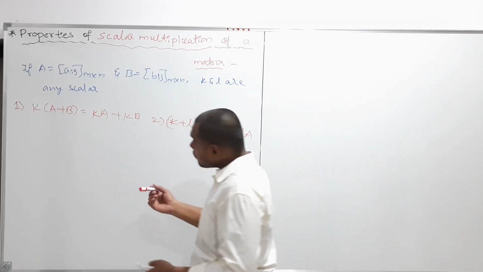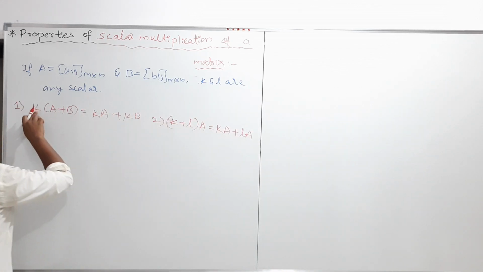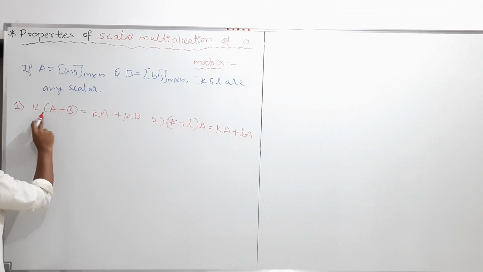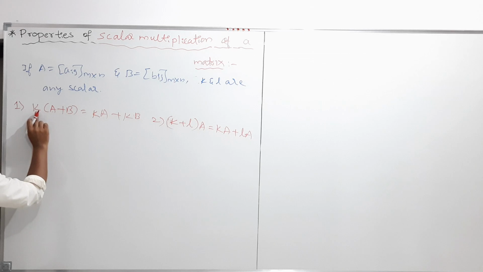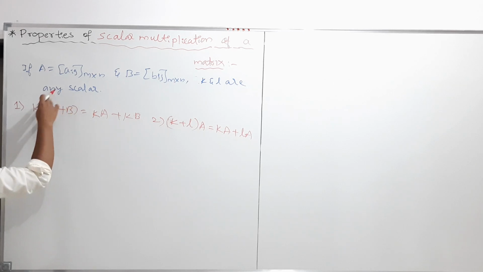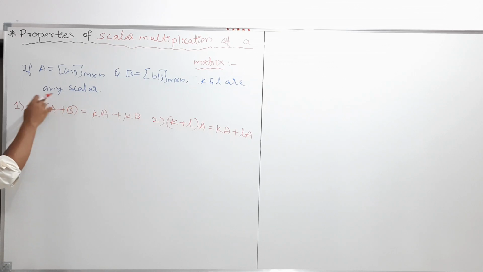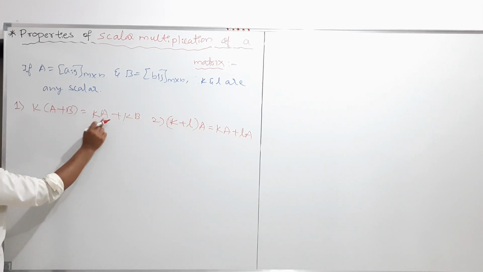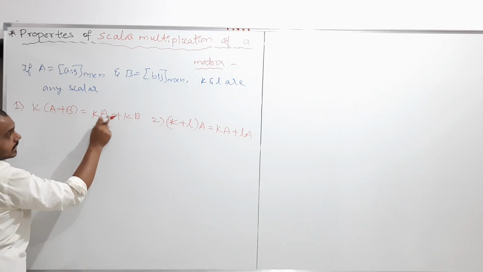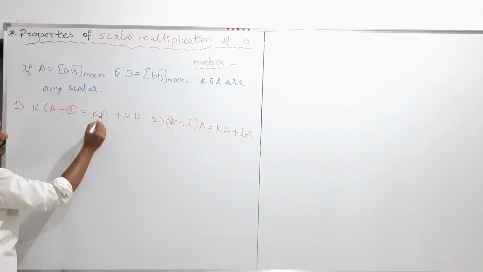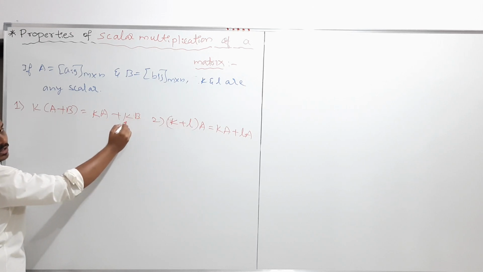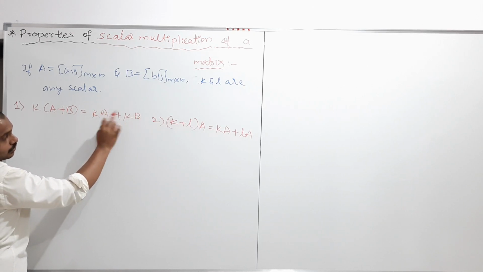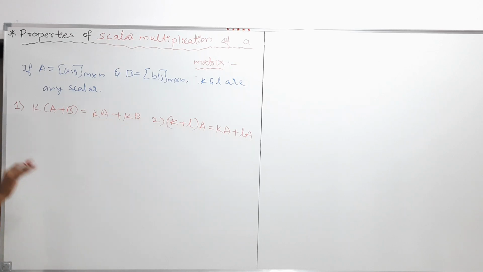So here, my dear students, K is any constant. If you take any matrices A plus B and add the two matrices, and after adding, multiply this value with any constant, the value will be the same as if you multiply K with A, and K with B, and then add these two matrices. The value will remain as it is. So this is the first property.